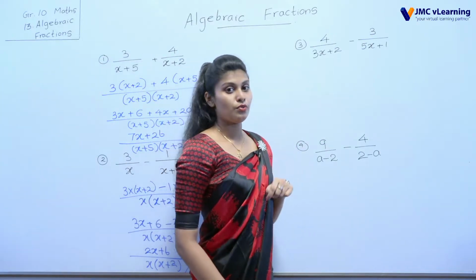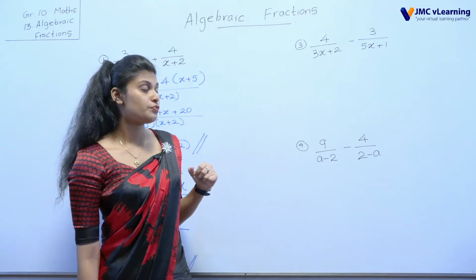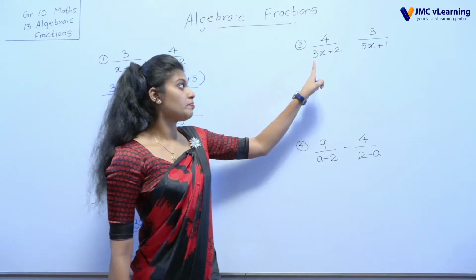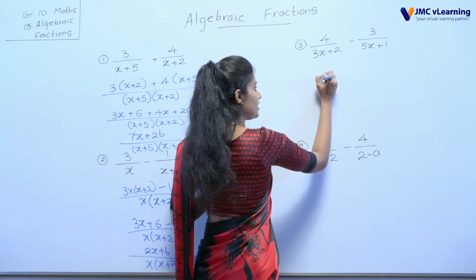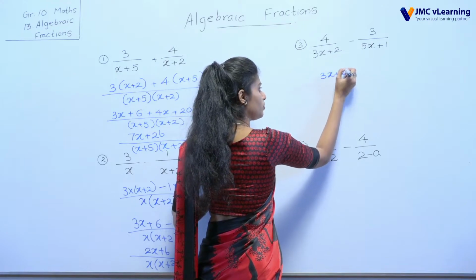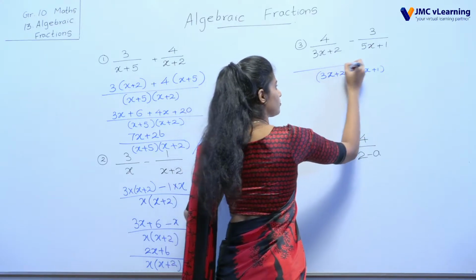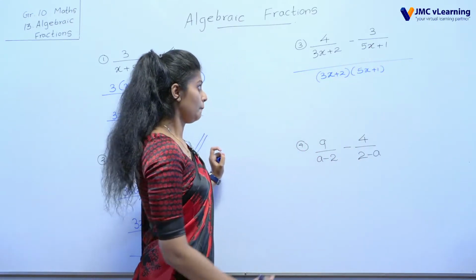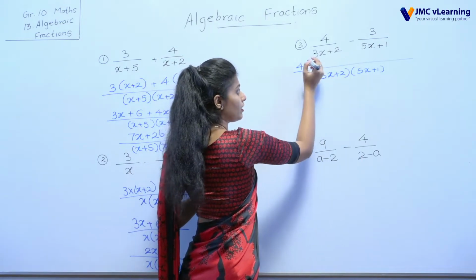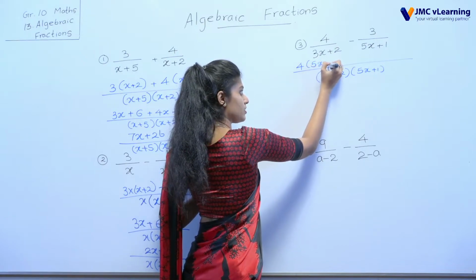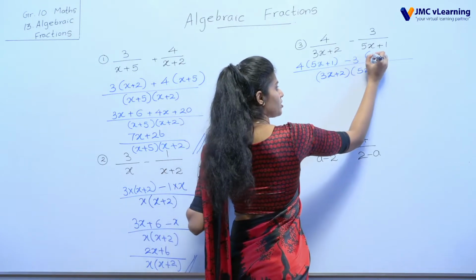Next example, 4 over 3x plus 2 minus 3 over 5x plus 1. Then by multiplying these two denominators, you can take the common denominator. It is 3x plus 2 into 5x plus 1. Let's make the numerator. 4 you have to multiply by the other part, 5x plus 1, minus 3 you have to multiply by 3x plus 2.